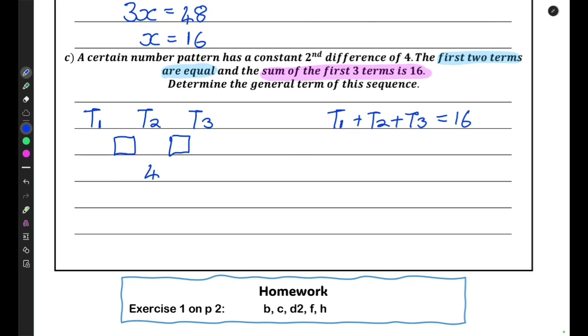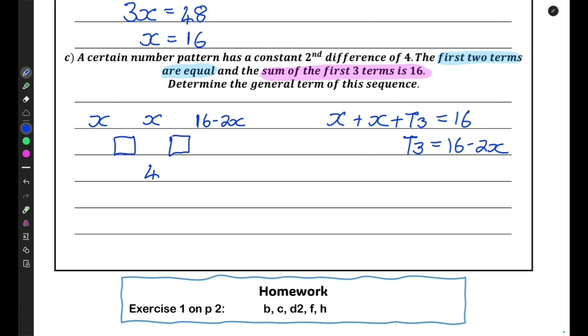So they're telling me the first two terms are equal. I'm going to replace this with an x, and I'm going to replace this with an x. And now in my second equation, I can also replace these with x's, because I know they are equal. I don't know what they are, but I know they are equal. And that now helps me to get a value for term 3 as well, because I can say term 3 is equal to 16 minus 2x. Now I'm going to replace that, and then I can actually solve this question. So this one would be 16 minus 2x.